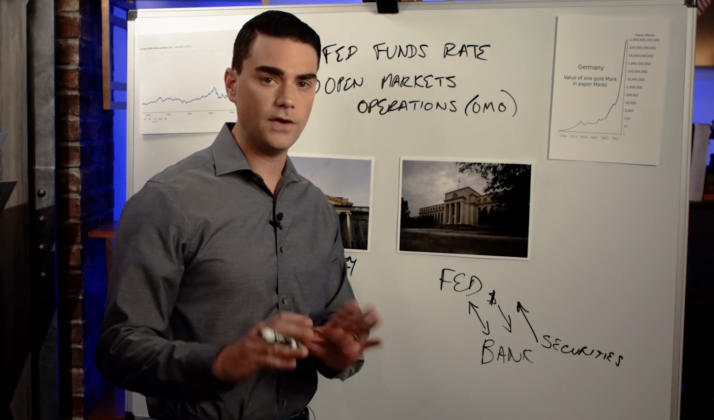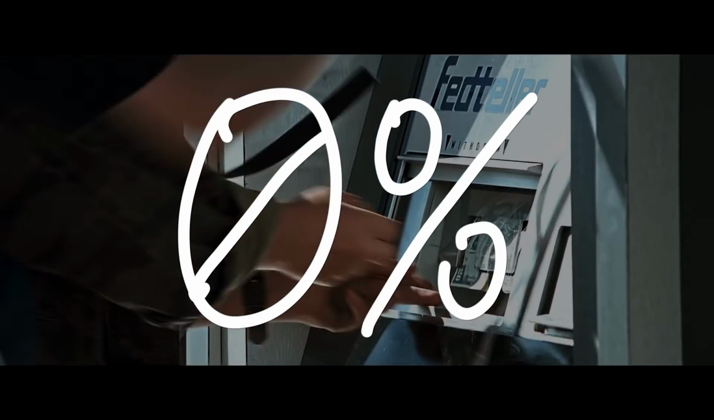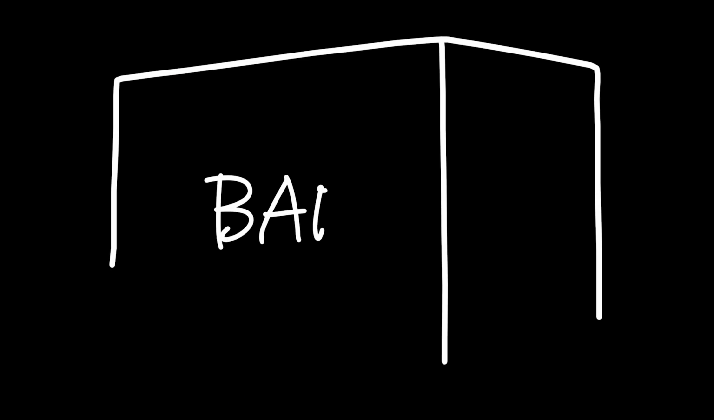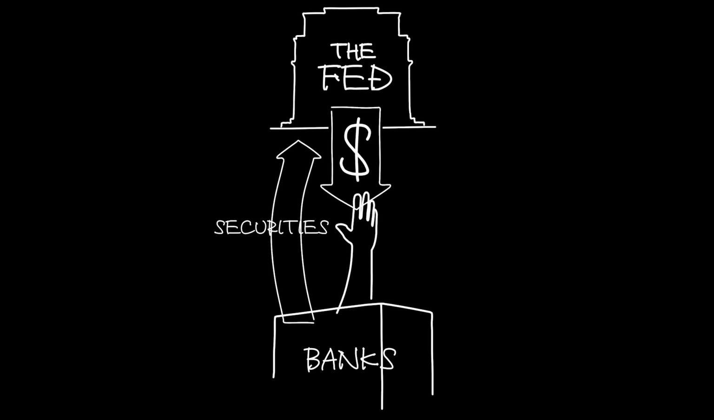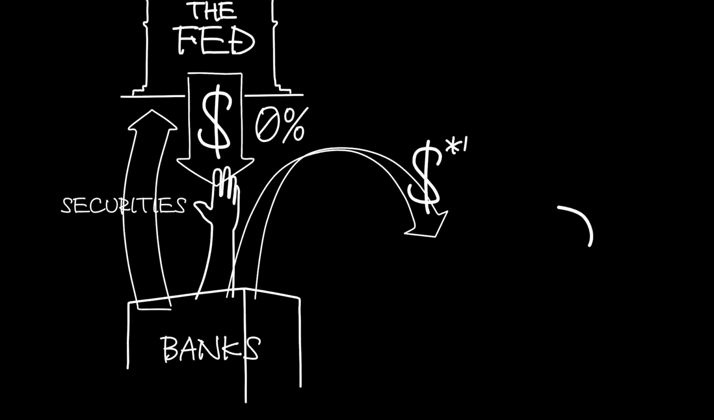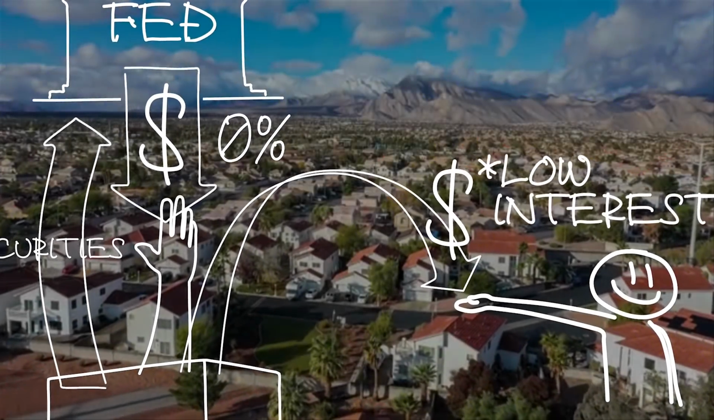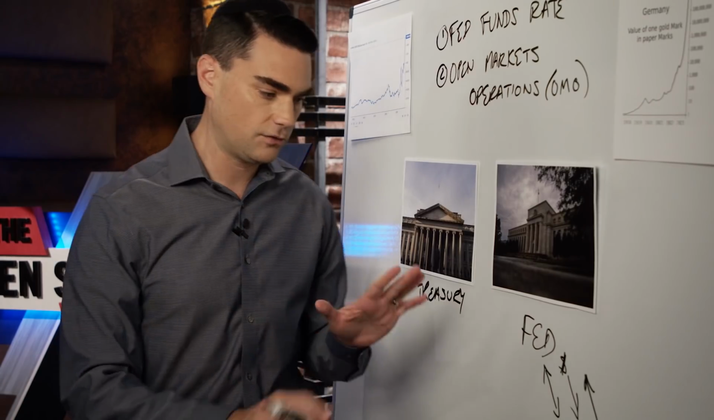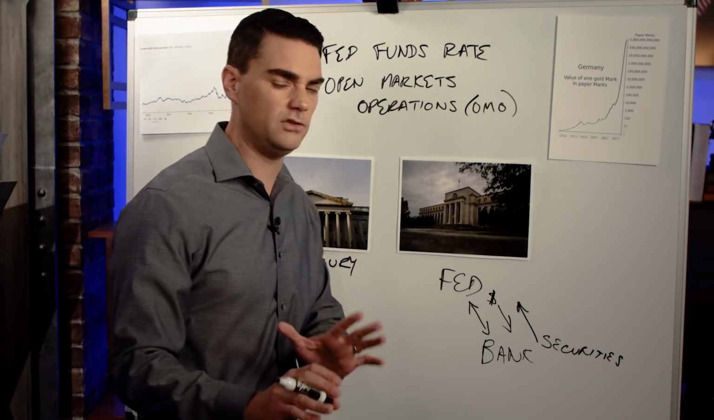Since last March, the Fed funds rate has been at 0, which means easy money. Basically, the Fed is allowing banks to take money from the Fed at 0% interest, and then the banks are charging you really low interest rates. If you're wondering why your home mortgage rates on the market right now are really low, that is the reason. It's because the Fed is basically making it super easy for banks to lend to you.